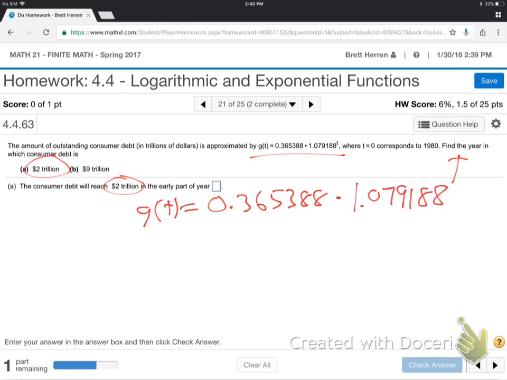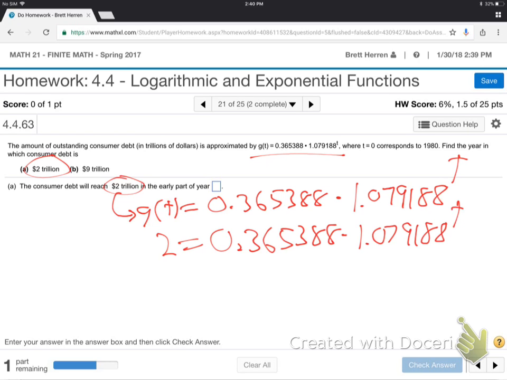That means they want me to put G to be 2. So they want you to say 2 equals 0.365388 times 1.079188 to the T. They want me to just stick a 2 there and solve for T. They said when, so T, time. Everybody see what I did there? So how do we solve that for time, for T?